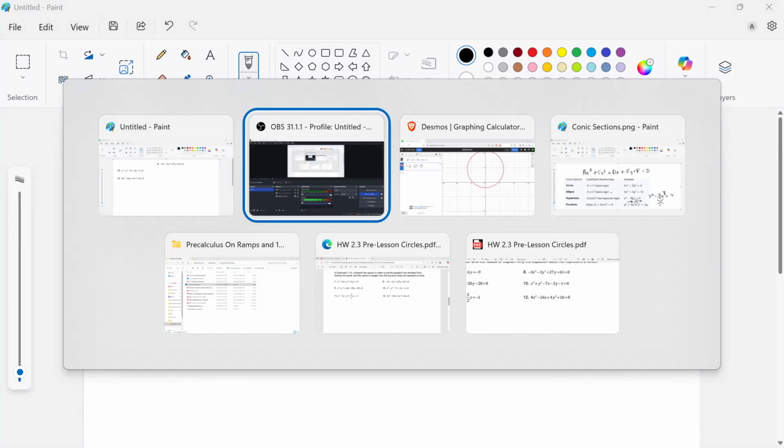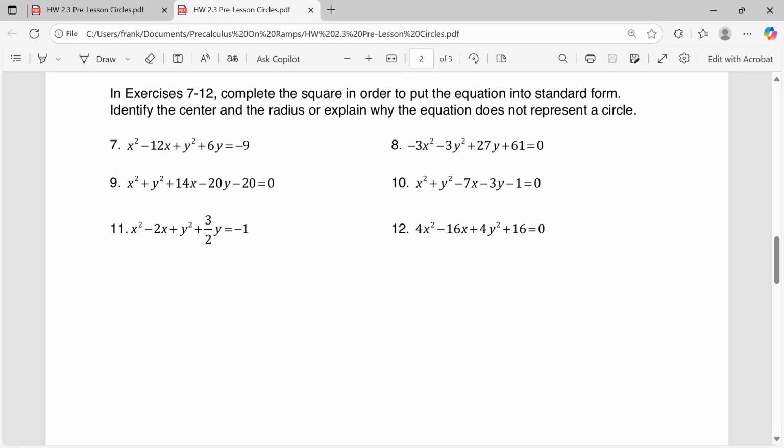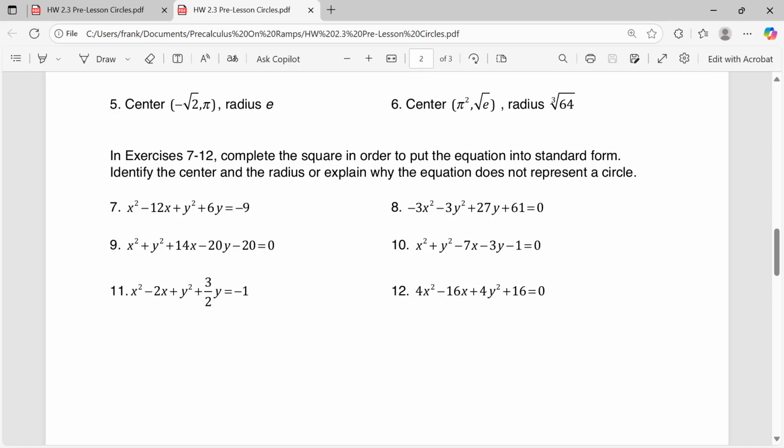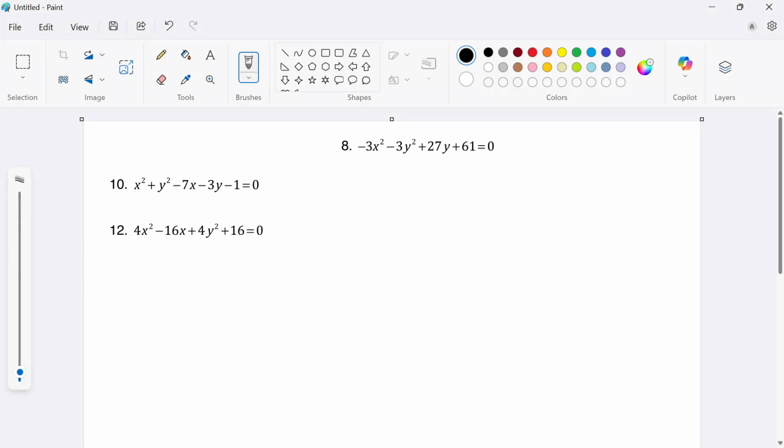And the question says, in exercises 7 to 12, complete the square in order to put the equation in standard form. Identify the center and radius, or explain why the equation does not represent a circle.